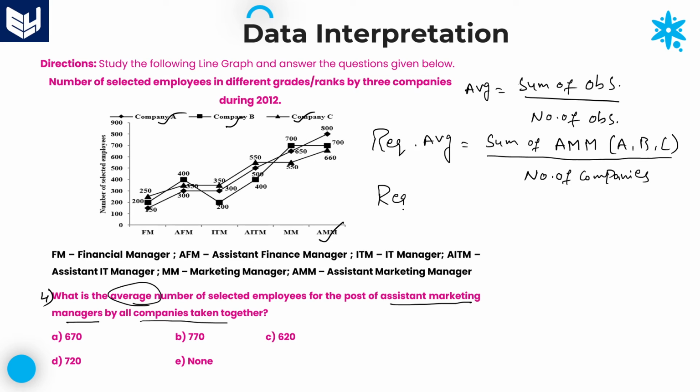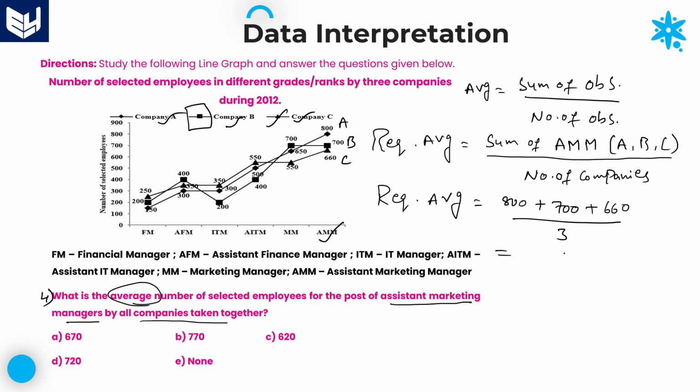Therefore you just write down the required average. I'll just write down all the values. This is company A, this is company B, and this is company C. Rhombus shape is company A, square shape is company B, and triangle shape is company C, right? Therefore company A value is 800, company B value is 700, company C value is 660, divided by number of companies, that is equal to 3.